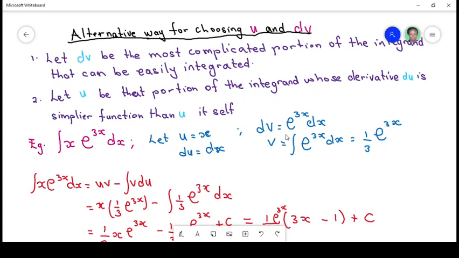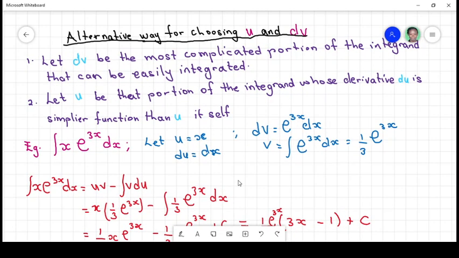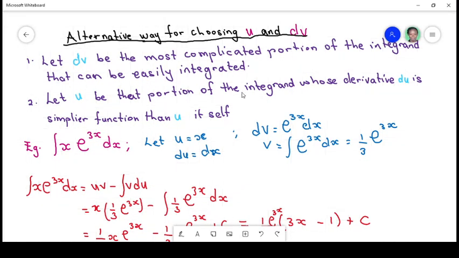So we had said that you could choose your dv to be the most complicated portion of the integral. But as much as it is complicated, it should also be easier to what? Integrate. Then the u can be the portion whose derivative is much simpler than the u itself. So an example was this.